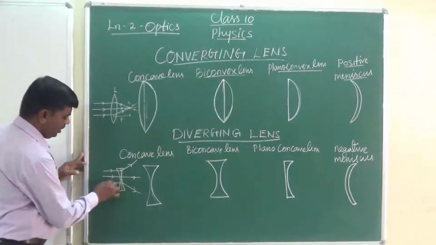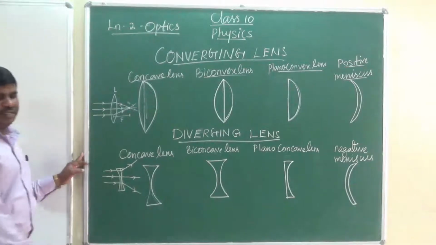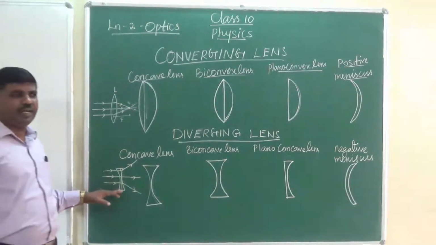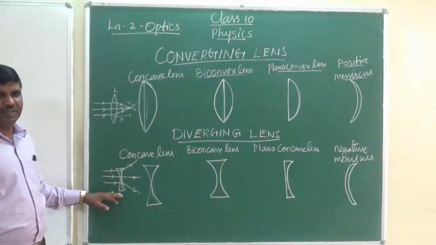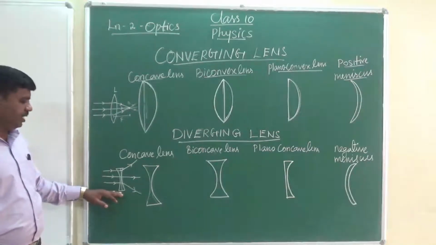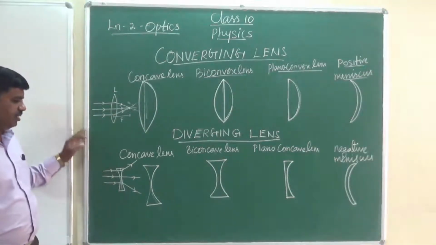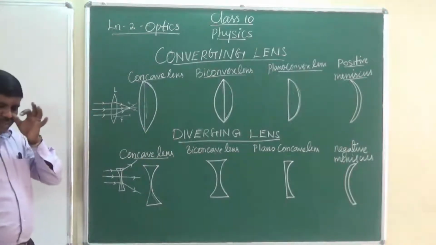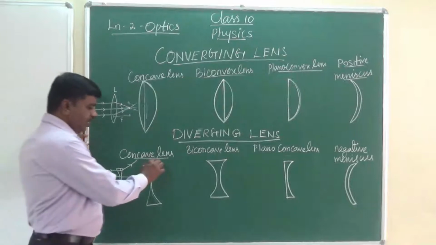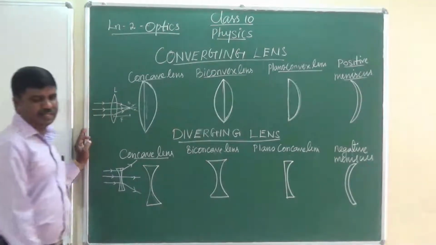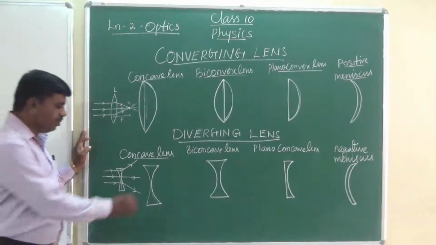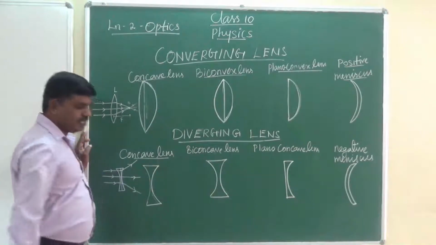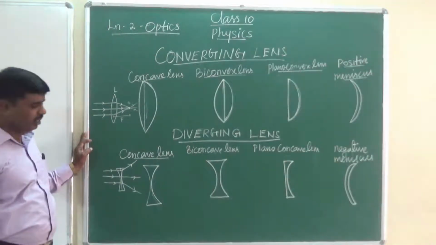Or otherwise we can say it is a divert. So it is nothing but a diverging lens. This concave lens is most probably not used for any purpose. This is one type of concave lens. Probably it is not used.